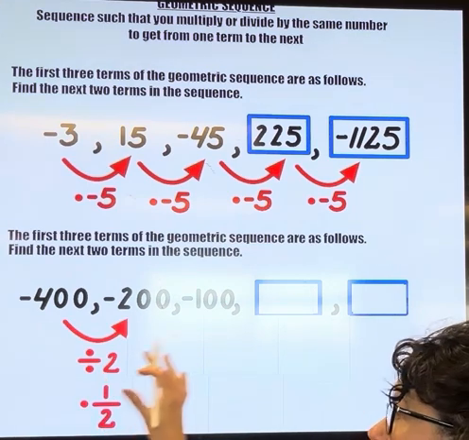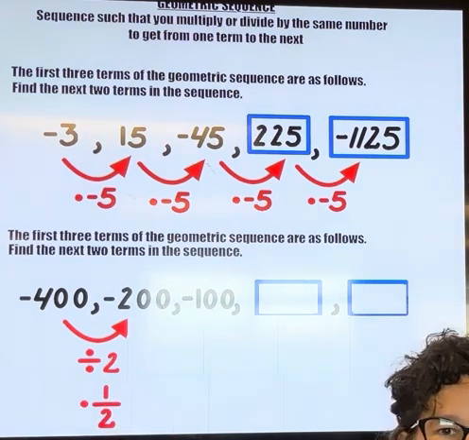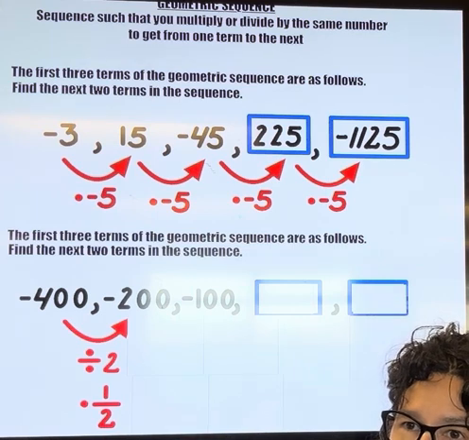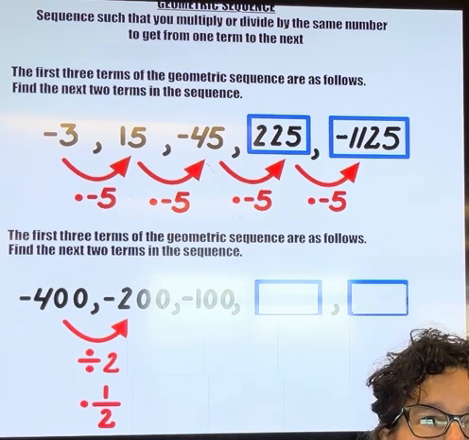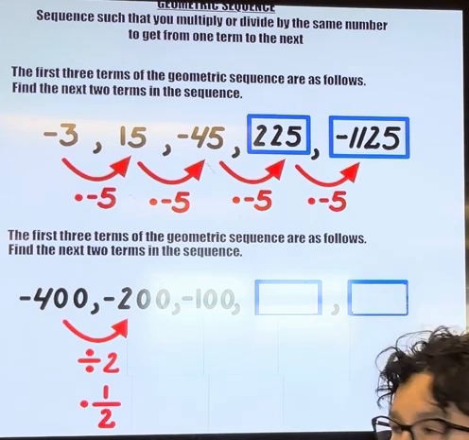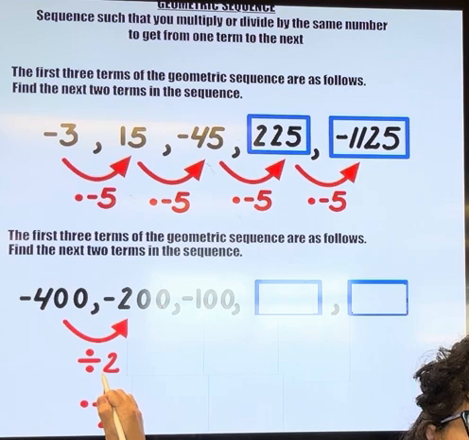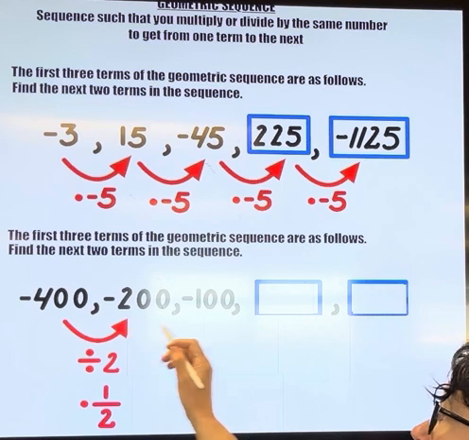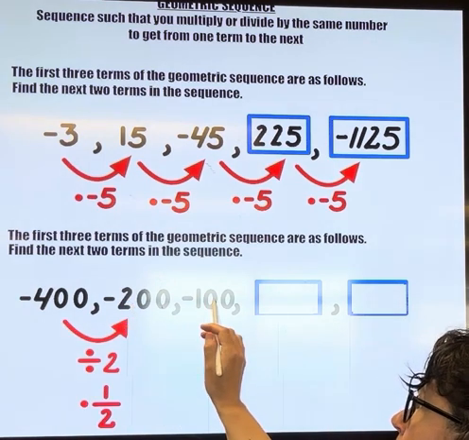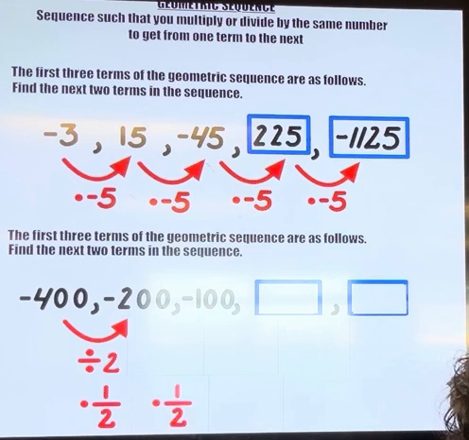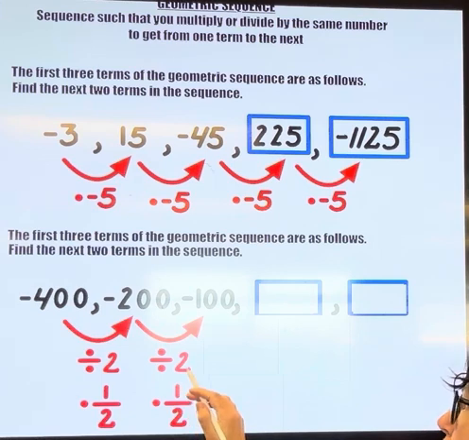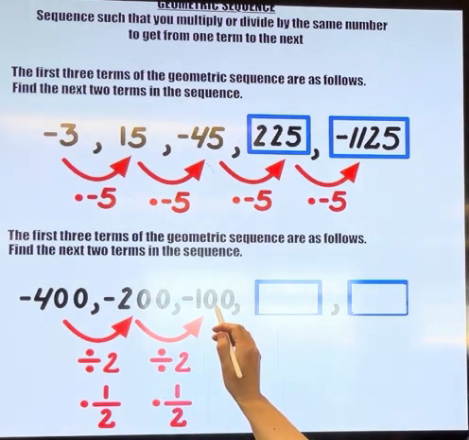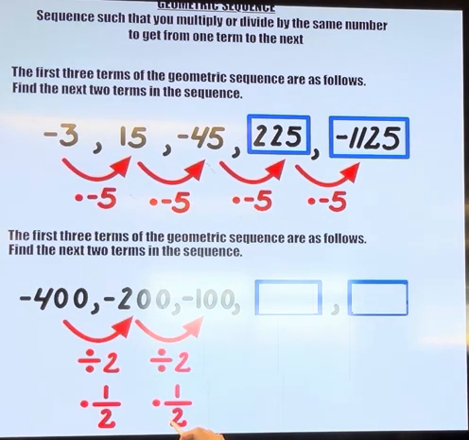Now for this particular topic, thinking of it as division is not a big deal, it's going to work. But when we use the formulas, the variable in a formula for geometric is what was it being multiplied by. So I'd have to use 1/2 later and not divide by 2. But for now, you're just seeking the pattern. So to get from -200 to -100, most of you will just think of that as dividing by 2. So -200 divided by 2 is -100. Okay, but technically we multiplied by 1/2.